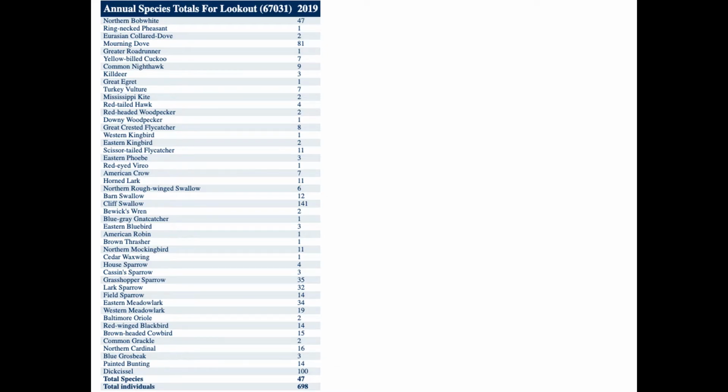Here's some of the data from my route up at Lookout, Oklahoma, which is probably at least 2/3 native grass rangeland. And so my most recent one, which was 2019, I had 698 individuals of 47 species. So all of these are species I've got to be able to identify by song and call. Or if I just happen to see them flying by, like I wouldn't necessarily recognize the call of a great egret or a turkey vulture.